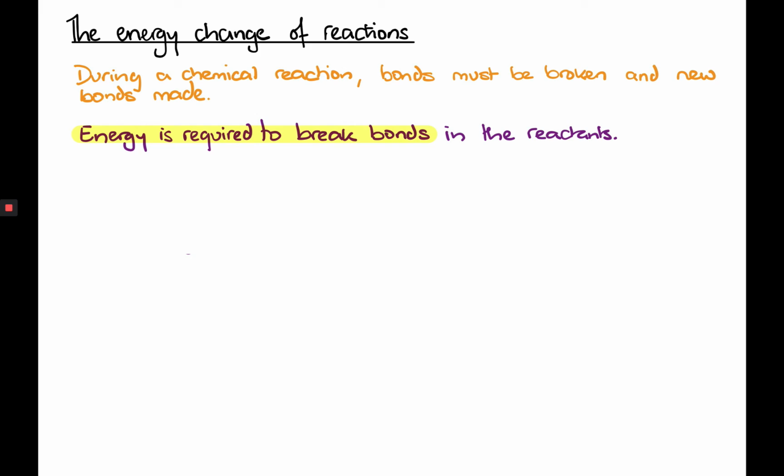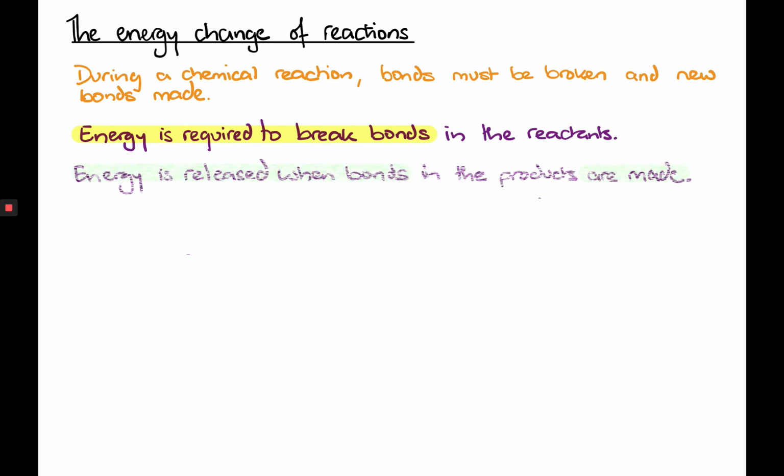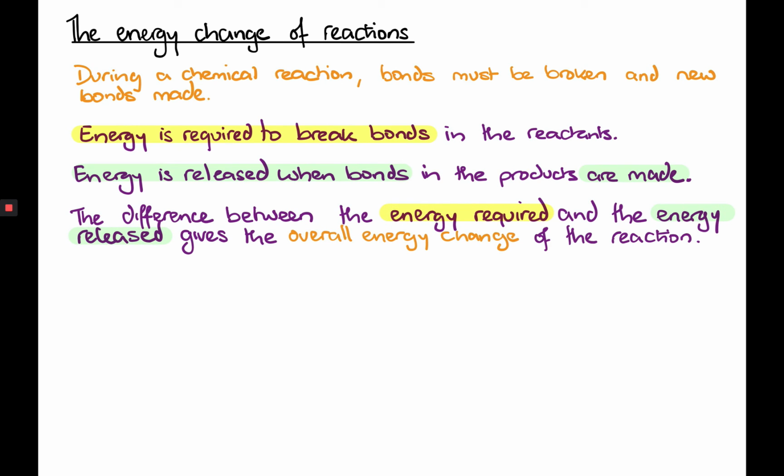So if I have to break a bond and it costs me Y energy, if I make that bond, I should get back Y energy. So energy is released when bonds are made. Energy has to be put in to break bonds, but energy is released or given out when bonds are made. And so in a reaction, you're breaking bonds and you're making bonds. The difference between the energy that was required to break the bonds that got broken and the energy that was released when the new bonds were made gives us the overall energy change of the reaction. And that could be exothermic or endothermic.